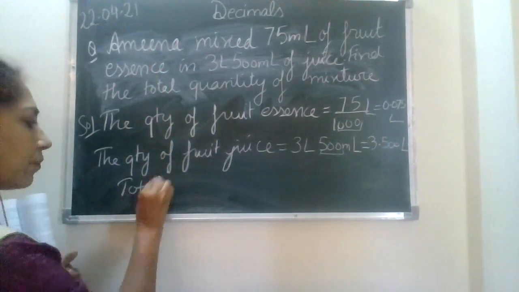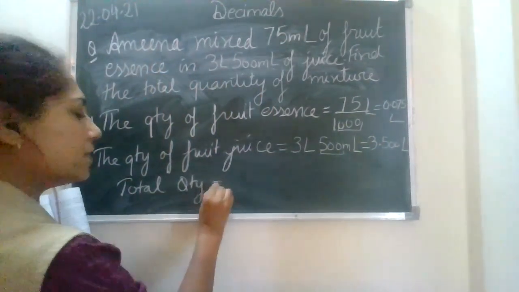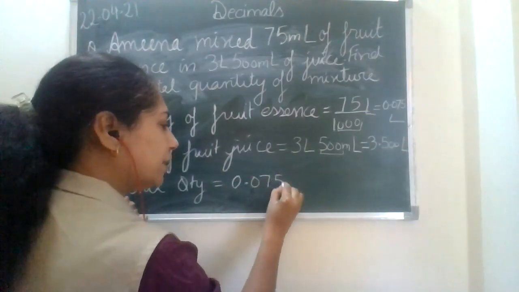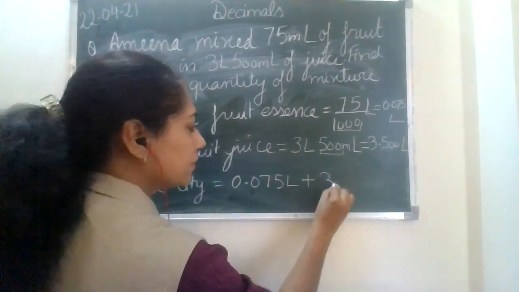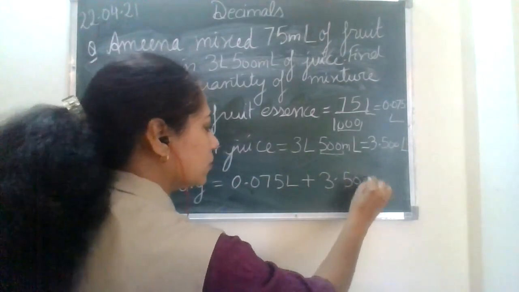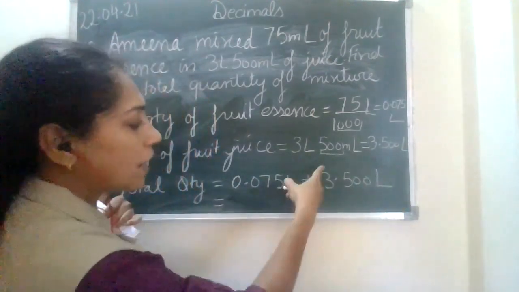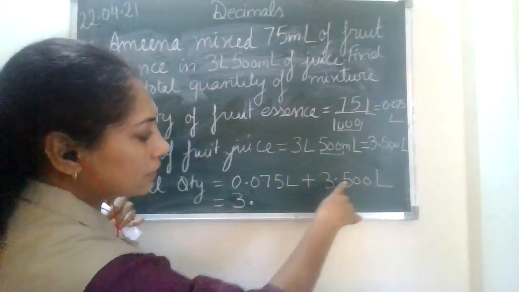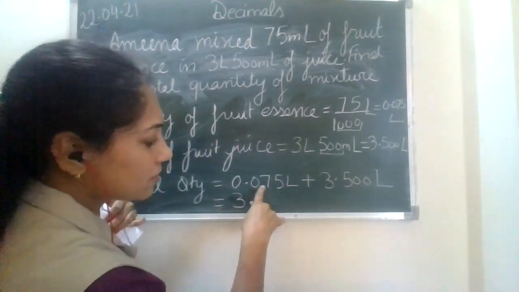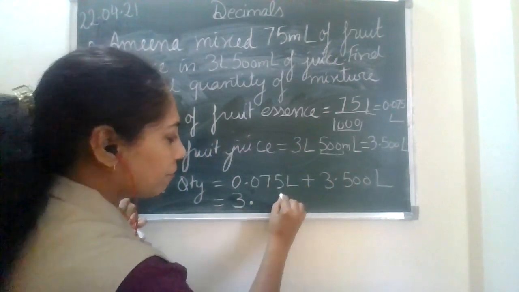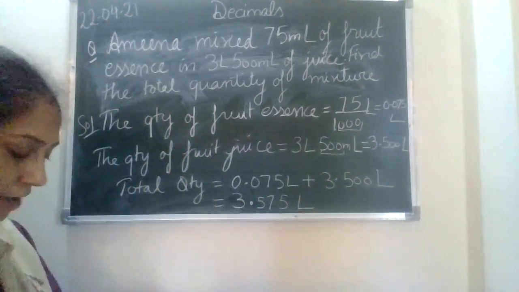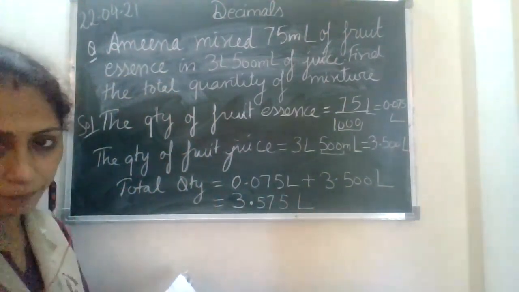Now the total, you have to add both of these. The total quantity is equal to 0.075 liter plus 3.500 liters. Whole numbers are 3 and 0, and 3 plus 0 is 3. After the decimal, this is 500, this is 075. Simply 5, 7 and 5, if you add up, you will get 3.575 liters as the answer.